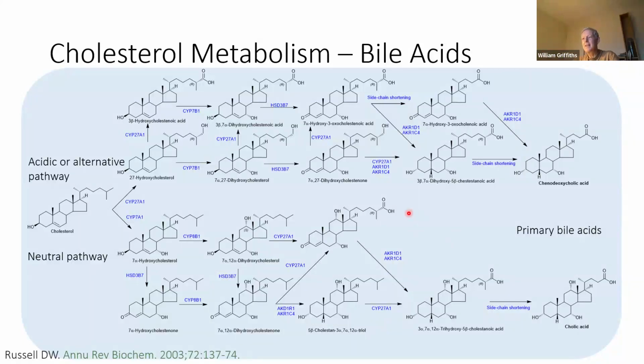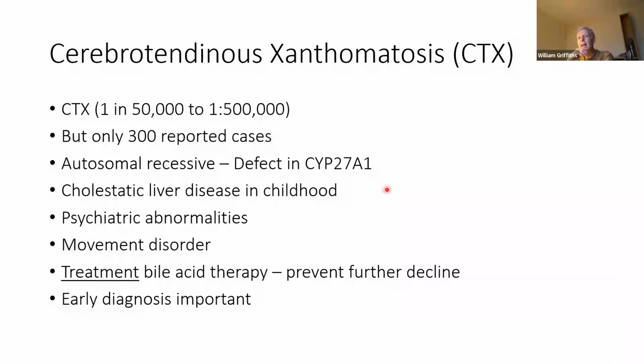So this is a really simplified view of cholesterol metabolism to bile acids. There are two pathways: the acidic pathway at the top and the neutral pathway at the bottom. All the different enzymes are marked in blue. If you've got a defect in one of these enzymes, then you'll get one of these inborn errors of metabolism. But the fact that we can measure all the metabolites in these pathways means that we can identify any of these inborn errors of metabolism. I will demonstrate that by focusing on this CTX disease, cerebrotendinous xanthomatosis.